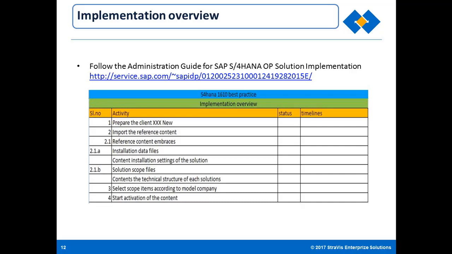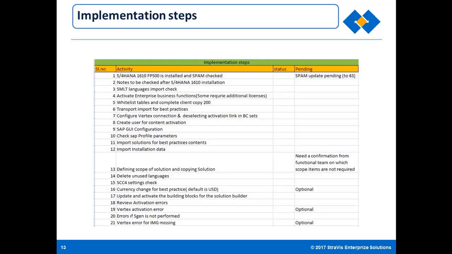As you see, I've prepared the client, where XXX denotes the client number that you are going to use, and then the import of the reference content. In importing the reference content, these would change specific to your support pack. When you're using FPS 00, and if you're using FPS 01, you will have to make sure that you download the latest content, which would be in XML format, and then upload it before you activate your best practice solutions. So you have to make sure that the SPAM is checked.